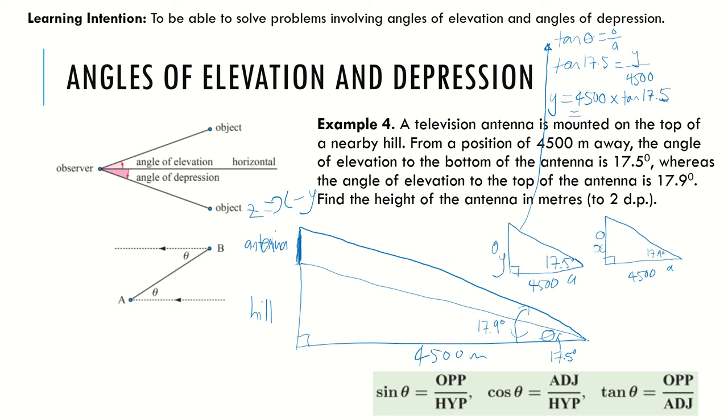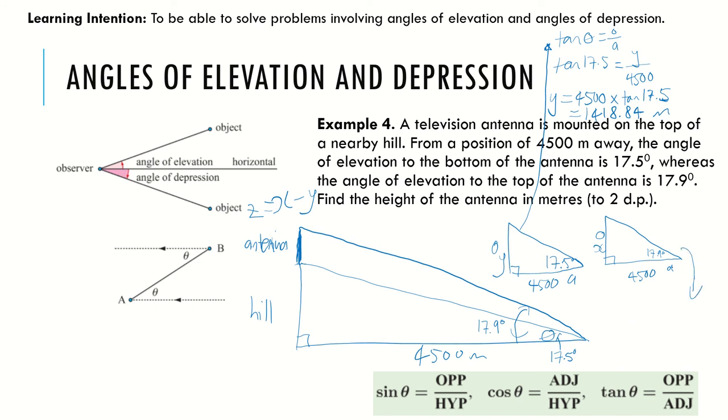And if we type that into our calculators, 4,500 times tan 17.5, we will get a distance of 1,418.84, and that's in meters. So that's for our small triangle. So the hill is quite high. So for this larger triangle, we'll do the working down here.